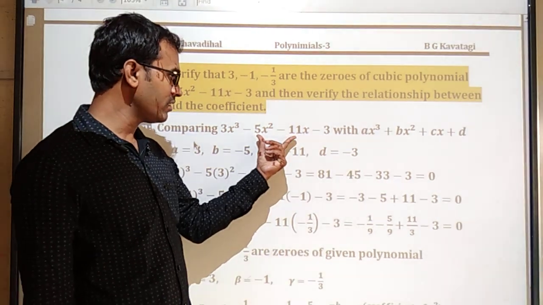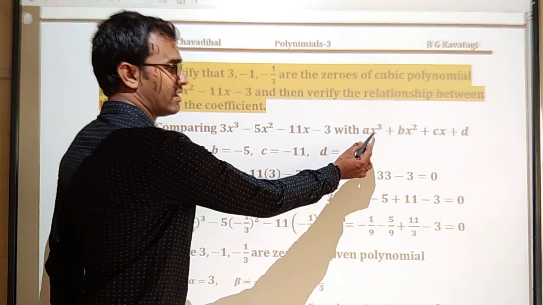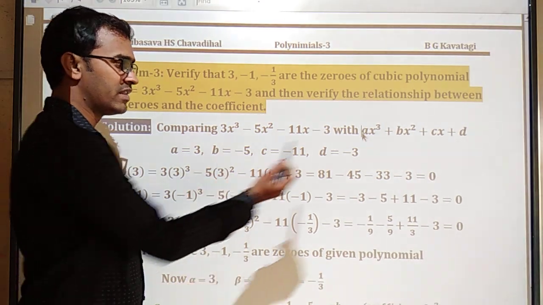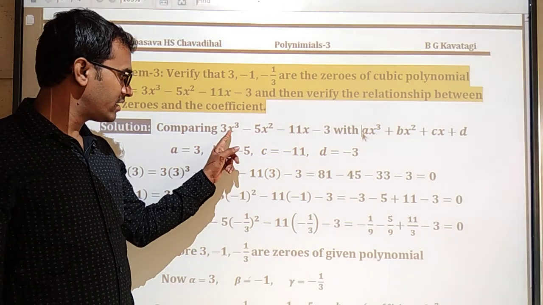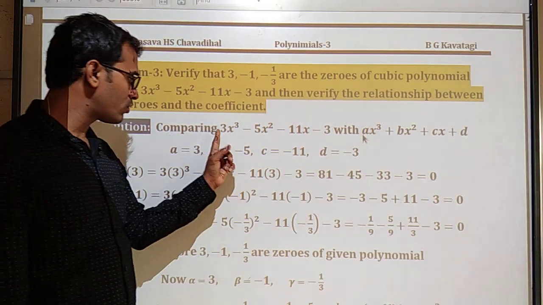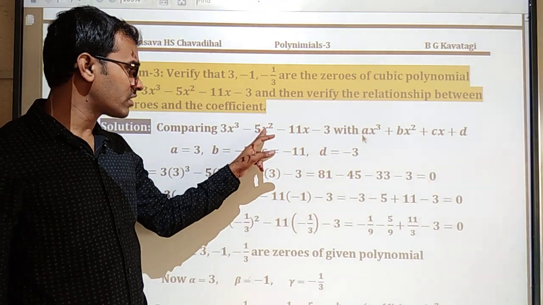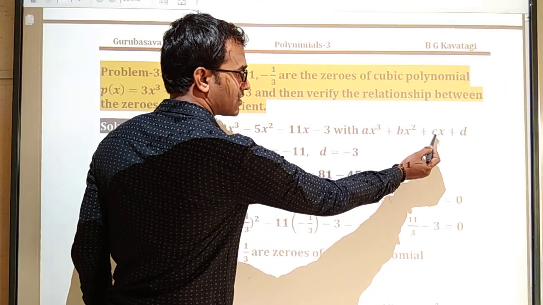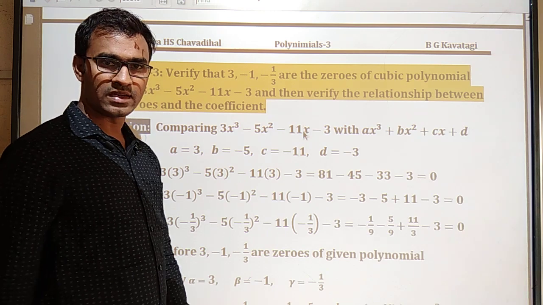This is the given polynomial and this is the standard form of a cubic polynomial. Now comparing, the coefficient of x cube is A, and here the coefficient of x cube is 3, therefore A equals 3. Similarly, the coefficient of x square is B, here it is minus 5, therefore B equals minus 5. The coefficient of x is C, here it is minus 11, so C equals minus 11.